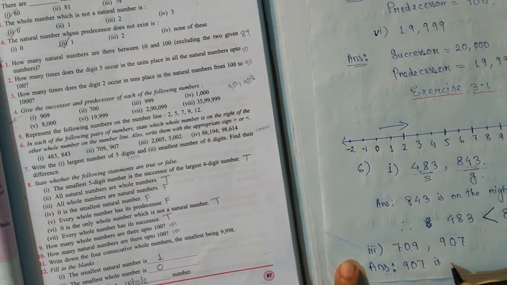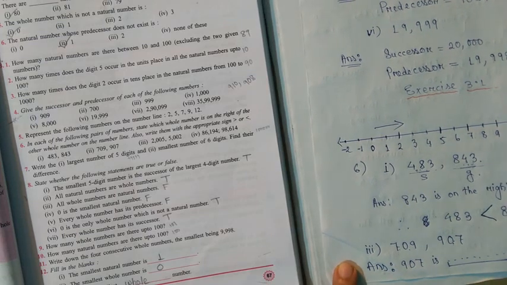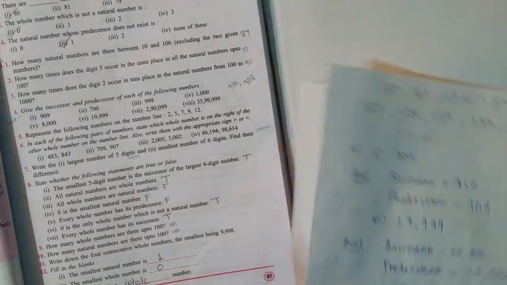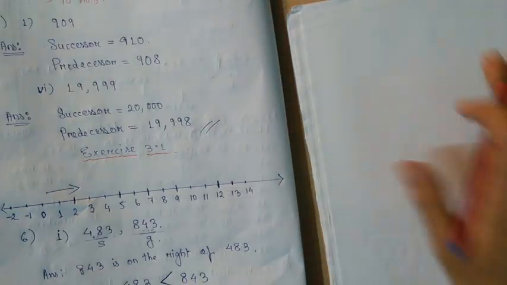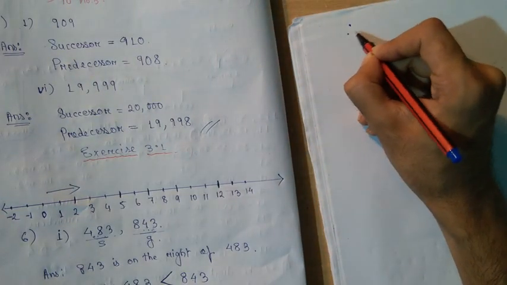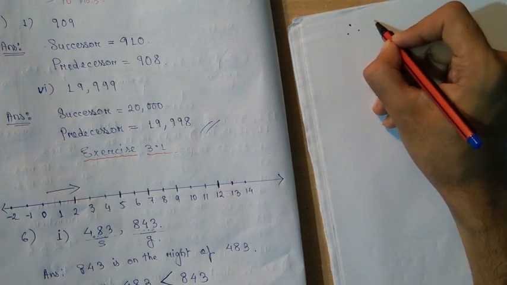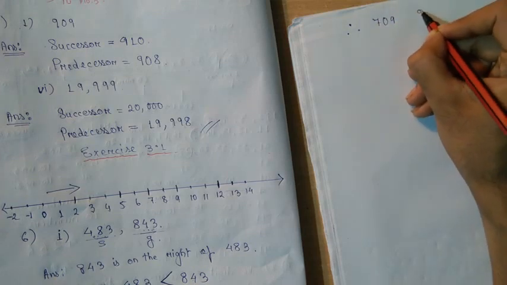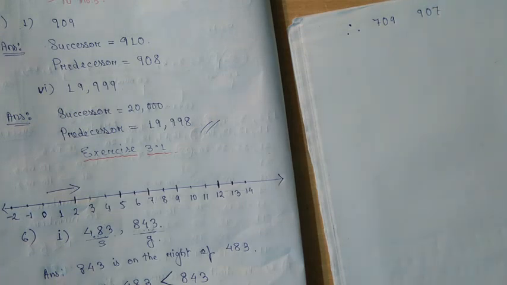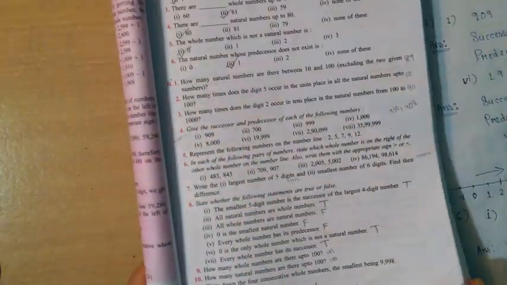907 is on the right of 709. This part you have to write in words. I have just represented this part as a dotted line. So after that, you will write it this way. Therefore, 709 and 907 you will write. So which one is greater here? This one is greater, so you will put this sign. Okay. And whatever is left, that is your homework.